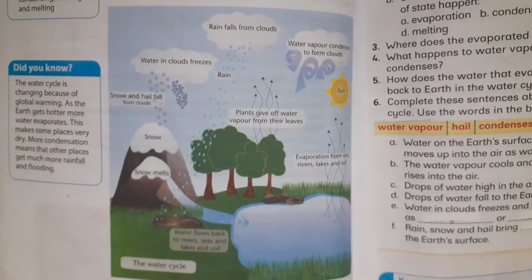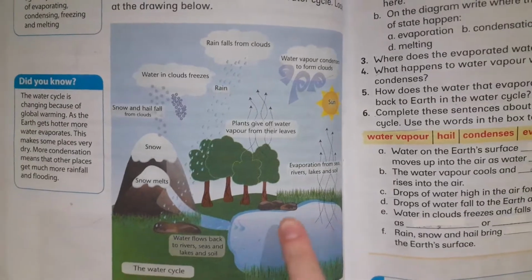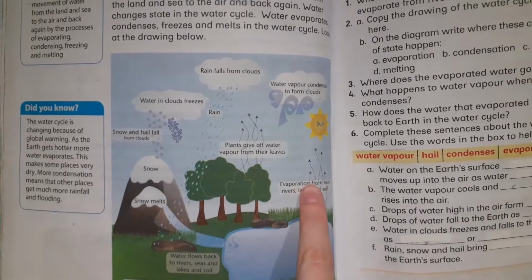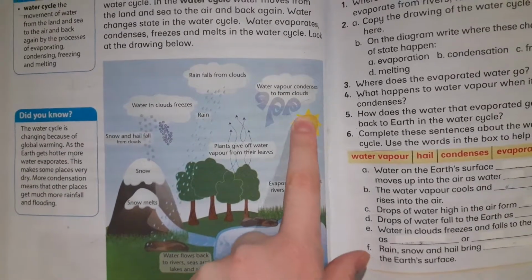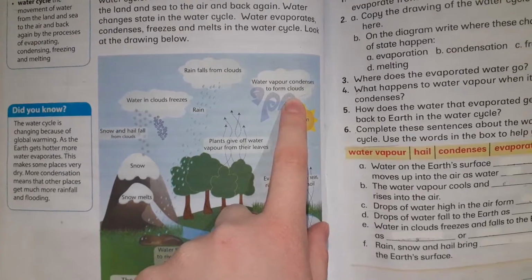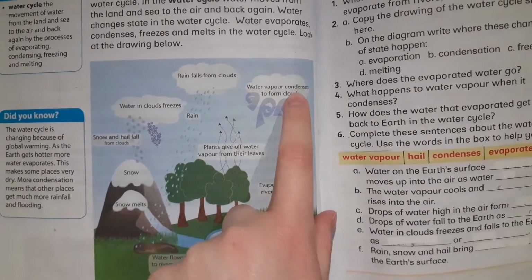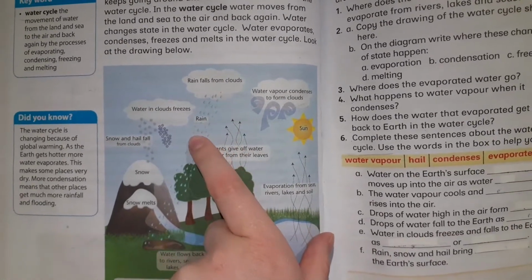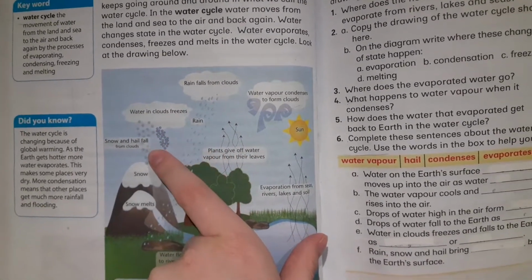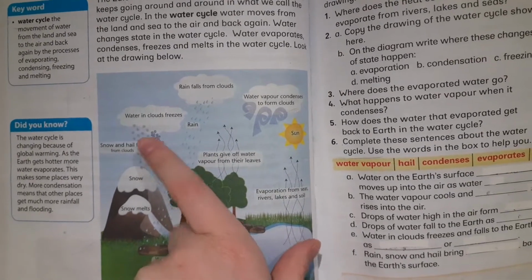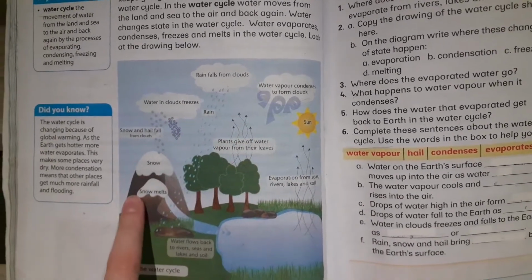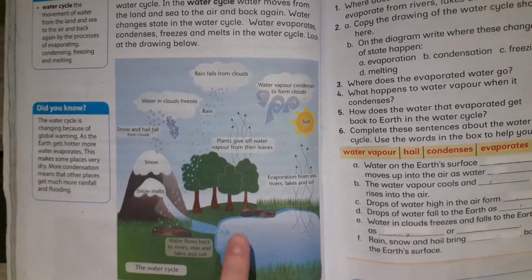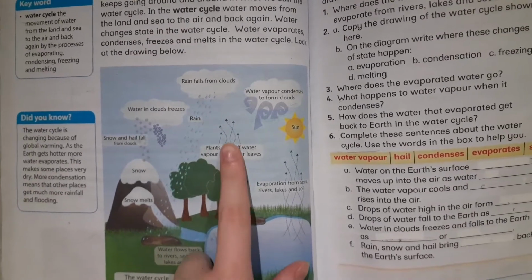So if we look at our water cycle again, we have our lake, and listen to the words carefully. The water evaporates all the way into the sky. Then the water vapor condenses to form clouds. The rain falls from the clouds, or it snows or hails, and it falls down into the mountains. Then the water flows back into the river. It can also come from trees when it goes up.